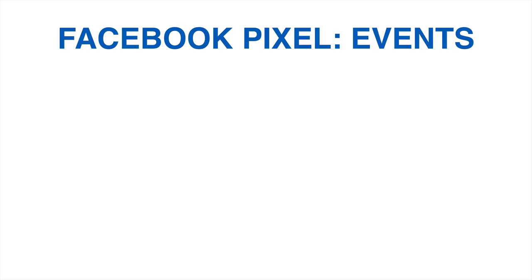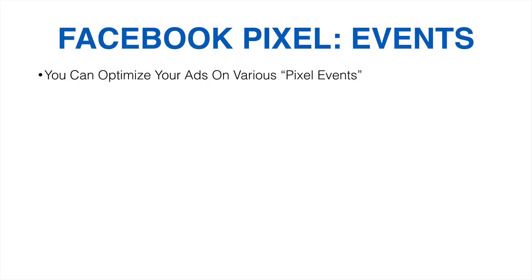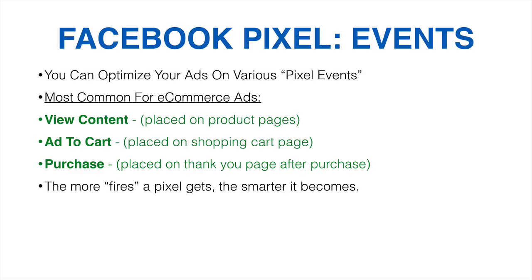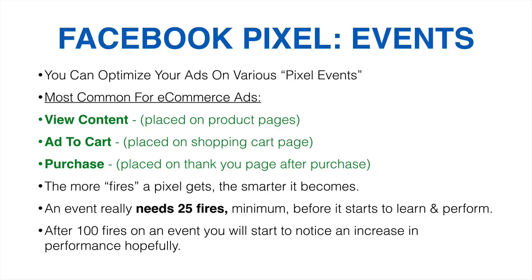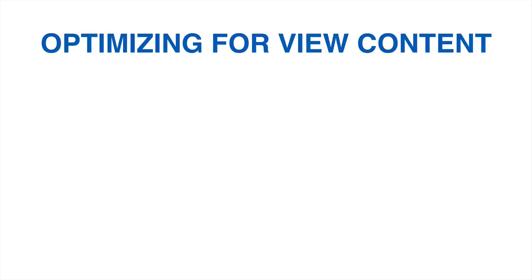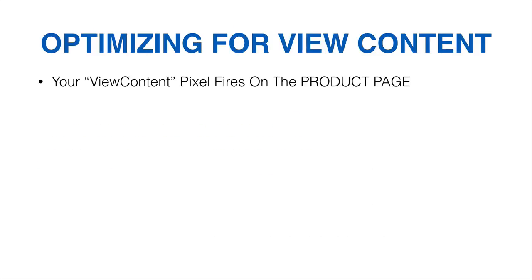So, as you know, you can optimize your ads on all of these events. I believe we just went over this in the last video. Now, the first event that we're going to start talking about optimizing off of is view content. So, here we go. Your view content pixel, as previously stated, goes on your product pages. This is an event that happens when somebody just looks at a product.